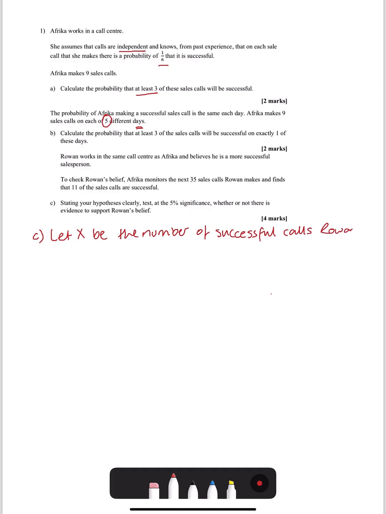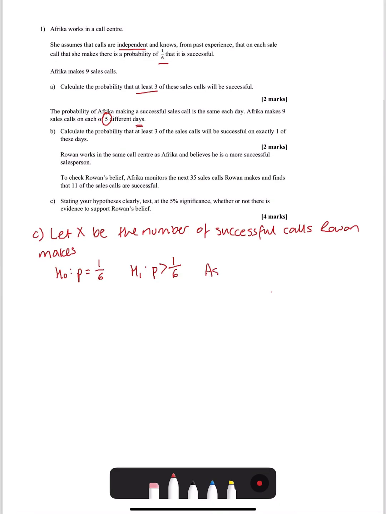Rowan makes. And we're going to say our H0 then is the same probability as Africa, so that p was equal to 1/6. My alternative hypothesis: he thinks he's better, so I'm finding p is bigger than 1/6. Now we have to say, assume H0, assume the null hypothesis is true. Then X would be binomially distributed. There are 35 calls that she's monitoring. And we're saying that probability is true, so 1/6.